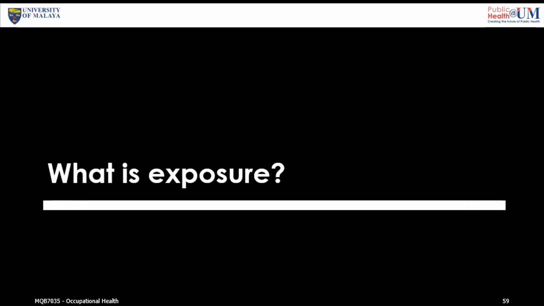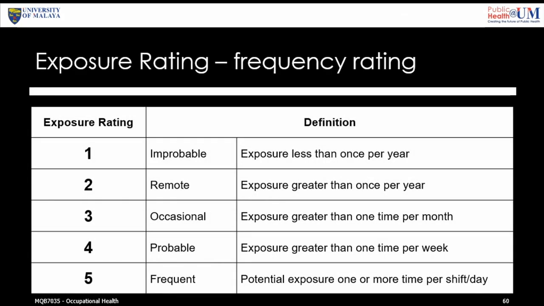Then what is exposure? Exposure can be looked at from two perspectives: concentration, or how much substance you're exposed to, and frequency of exposure. Then you can have a magnitude of exposure. We are only discussing frequency rating. Frequency rating is basically looking at the probable, remote, occasional, probable, or frequent.